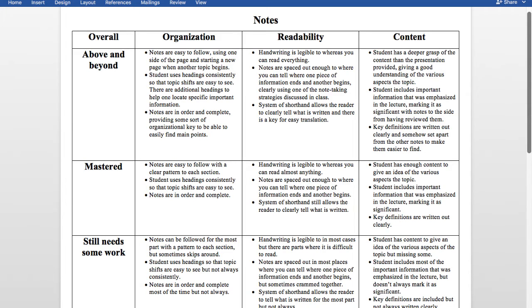Here's a second type of rubric. And this is on taking notes. And so what you have here is kind of a similar thing, but it defines what above and beyond means. So you have your mastered category, you still need some work, and then you're above and beyond. So it says, look, if you've mastered it, your handwriting is legible to where you can read almost anything. If you've gone above and beyond, the handwriting is legible where you can read everything. There's no mistaking something. And so that's kind of above and beyond. Same thing, it has that for organization and content as well.